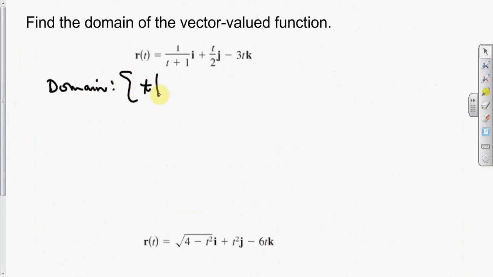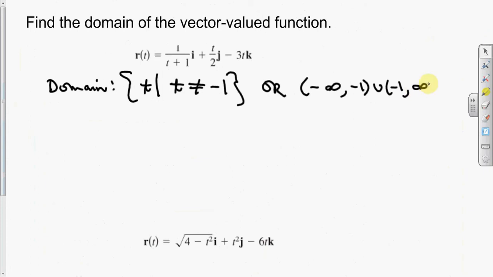We say all t such that, and there are a couple of ways you can write that, but I'll write it two ways. Here, where t is not equal to -1, or you can say from -infinity to -1 union from -1 to positive infinity. So a couple of ways you can write that.